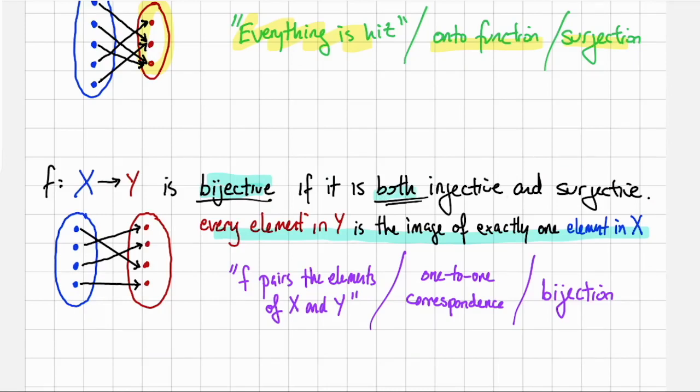One interpretation of this concept is that f pairs up the elements of x and y. If we look at this example, every element in the domain is paired up with some element in the codomain. This is the idea of a one-to-one correspondence. Every one element in x is paired up with one element in y. And another name for a bijective function is a bijection.